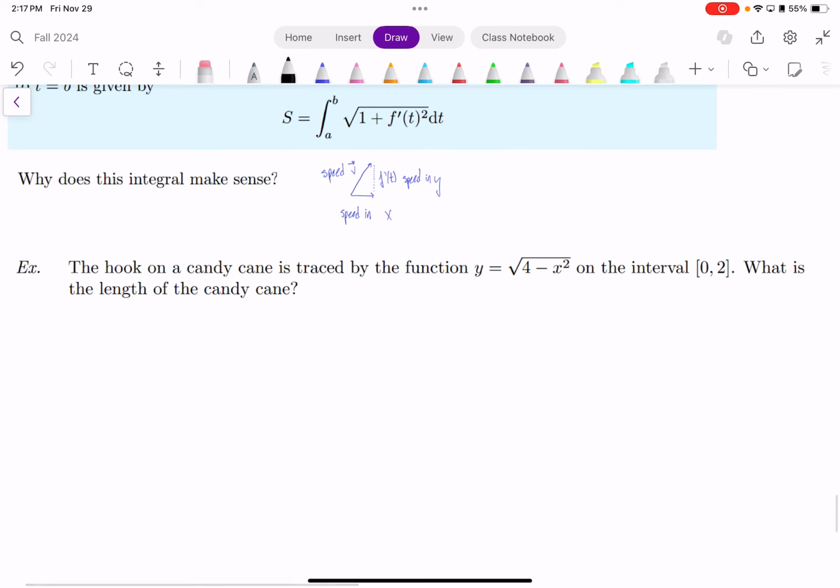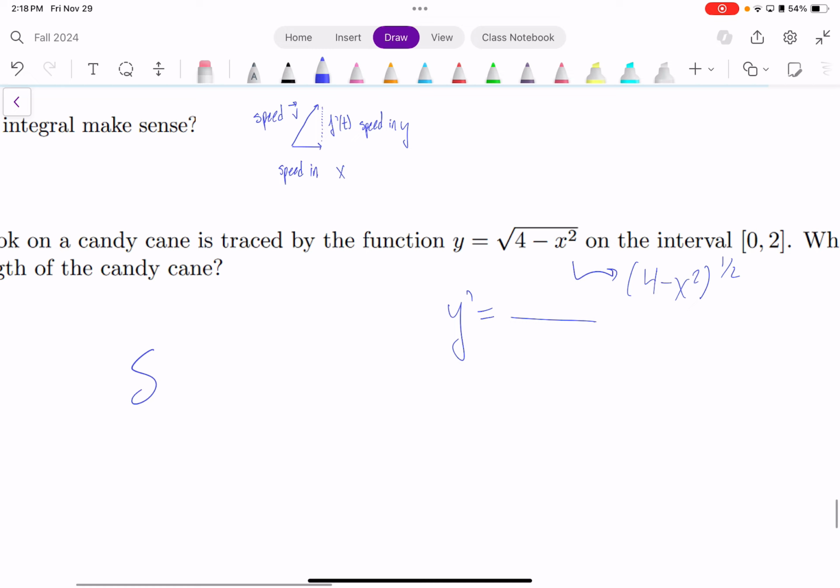That's a great question. So let's see what we need. We want to find s. In order to find s, we need to break it down into each of these different pieces. So first off, let's find y prime. Our function is 4 minus x squared to the 1/2.